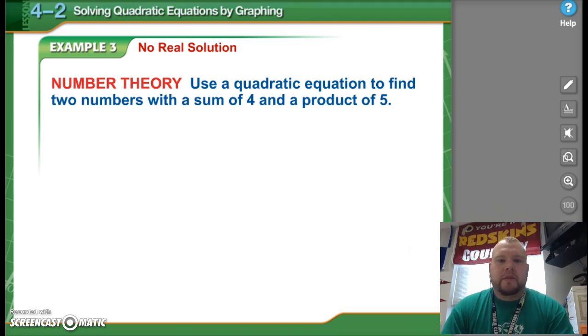All right, in example 3, we're going to look at a problem that has no solutions. This is a number theory problem. So it says, use a quadratic equation to find two numbers with a sum of 4 and a product of 5.